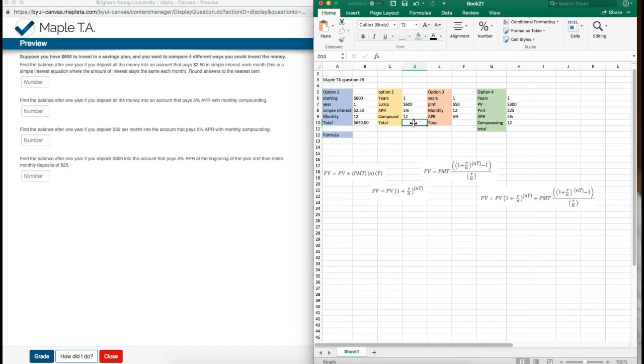Okay, so the next one is find the balance after 1 year if you deposit all the money into an account that pays 5% APR with monthly compoundings. So this is a lump sum deposit. The formula you were given is here. And again, I don't need to memorize this. In fact, you don't even need to memorize it after the class because you have Excel.